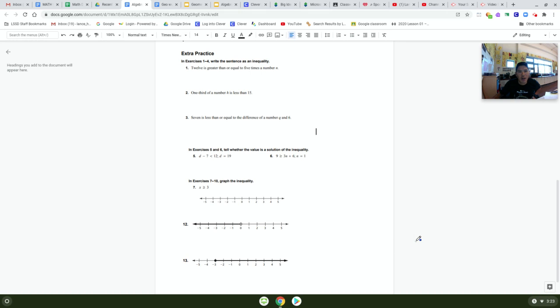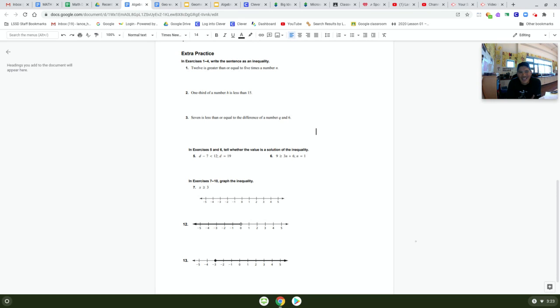Hey, it's Mr. Hayashi. This is 2.1 part 2, just going over some examples of inequalities. With example problems, if you're given a word sentence or a word problem, you want to look for keywords to be able to figure out exactly what inequality to write.